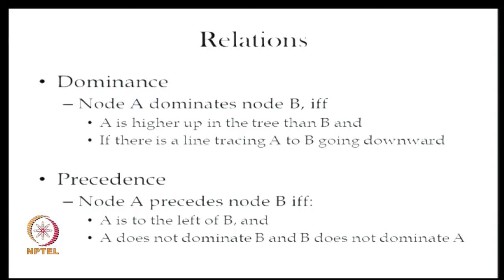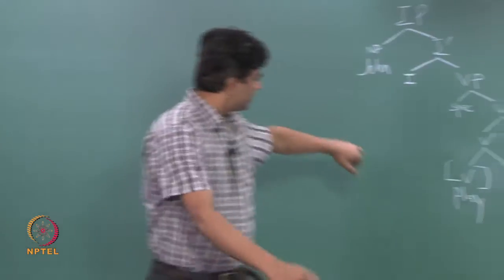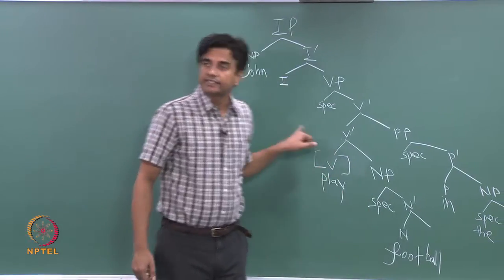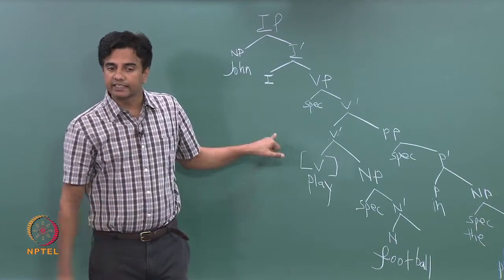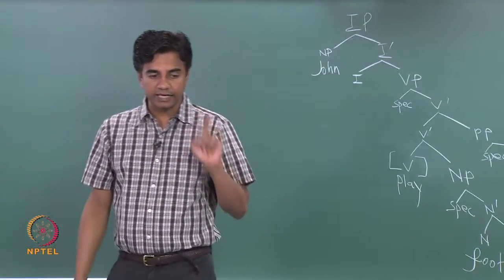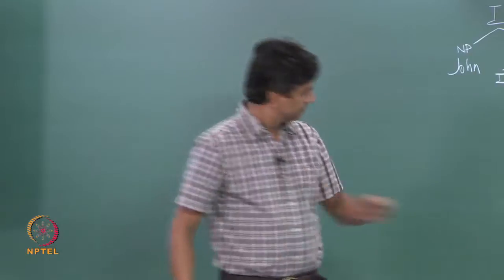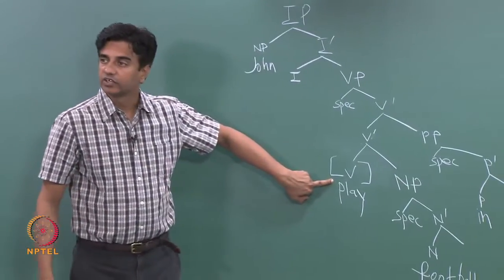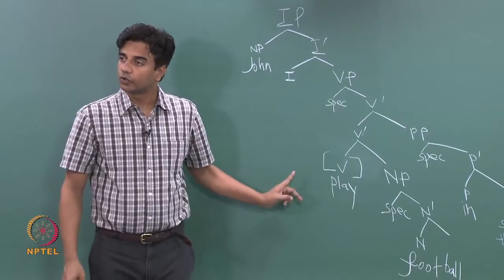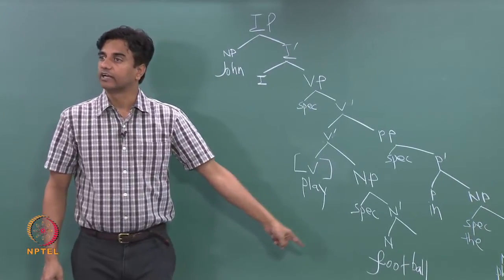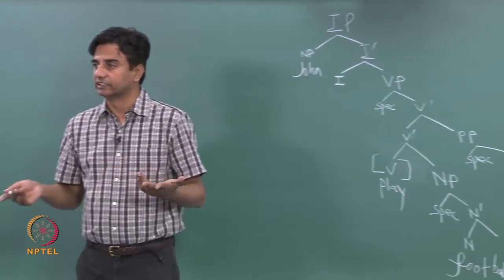For a node to dominate another node, it has to be higher up in the tree than the other node, right? If this is node A and this is node B, this is higher up. But the second condition is there should be a line tracing A going downward to B. There is no line tracing this one going downward to B. In fact, if you want to go from here to B, you have to go up and then down. Therefore, it is not dominating.